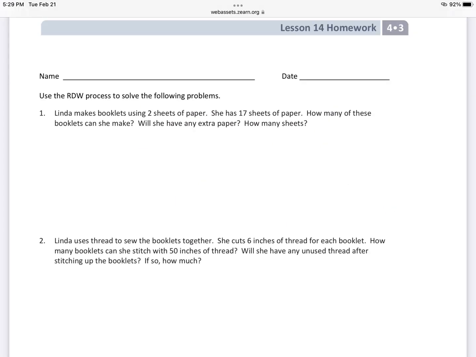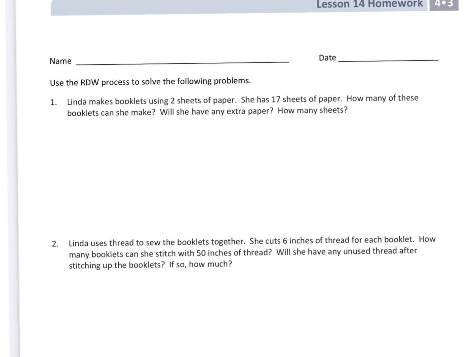Let's look at some of the problems you're going to start and try today. So here's some examples. Linda makes booklets using 2 sheets of paper. She has 17 sheets of paper. How many of these booklets can she make? Will she have any extra paper, and how many sheets? So when they say extra, they're talking about that remainder, that leftover piece.